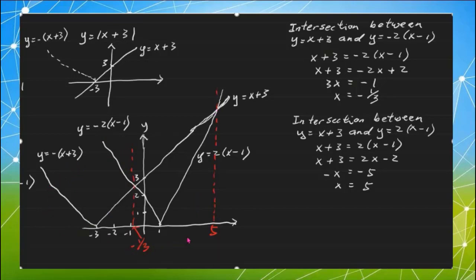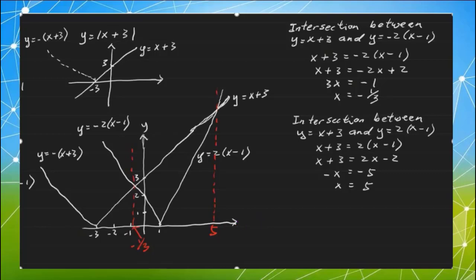Now we look at the section where x is greater than negative 1 over 3 and less than 5. So we can see that the graph 2x minus 1 is below the graph x plus 3. So this means that this is the section that we are going to take as the answer. Then when we look at x greater than 5, we can see that the graph x plus 3 is below the graph 2x minus 1. So this is not the section that we are going to take as the answer.